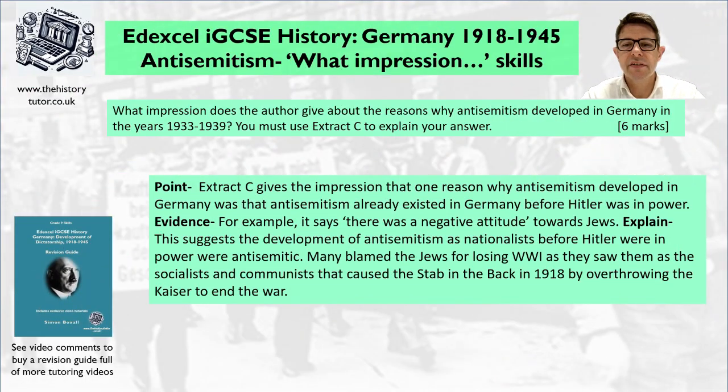Okay, so I've said this suggests the development of anti-Semitism as nationalists before Hitler were in power were anti-Semitic. So some of the important people in Germany were already anti-Semitic. Many blame the Jews for losing World War I, as they saw them as the socialists and communists that caused a stab in the back in 1918 by overthrowing the Kaiser to end the war. So there already was significant anti-Semitism.